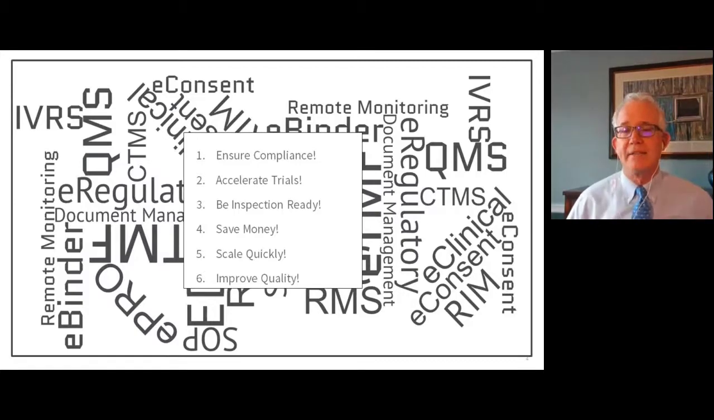So why? And the messages you hear are on the screen. Ensure compliance. Make sure you accelerate your trials. Need to get them done faster, save a lot of money. Be inspection ready. Don't get caught being out of compliance. Improve quality. Scale it up quickly. All these messages. So that's what we're bombarded with. You need this software. And the software you need is the software that someone thinks you need. And those are some of the messages.